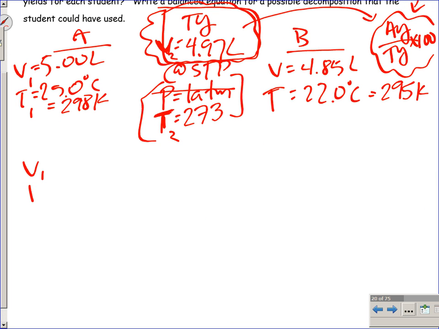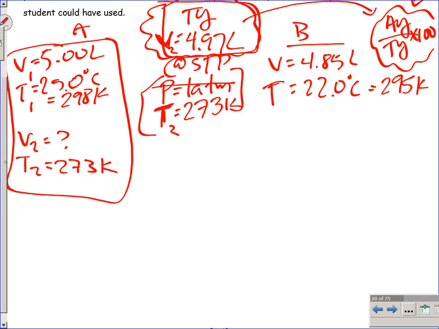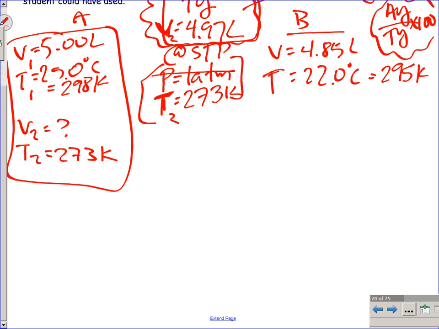So V1, T1, these are our V1 and T1. V2 is what I'm looking for because I'm basically taking this gas and converting it to the liters it would take on at standard temperature. So, using this information for student A, what's my equation? V1 over T1 equals, okay, so that's Charles's Law.